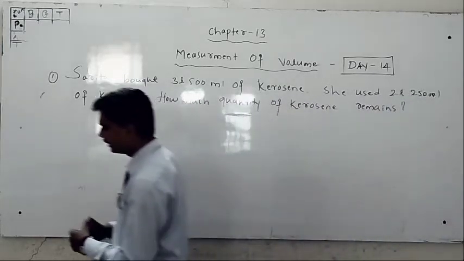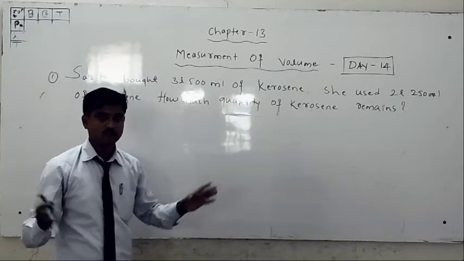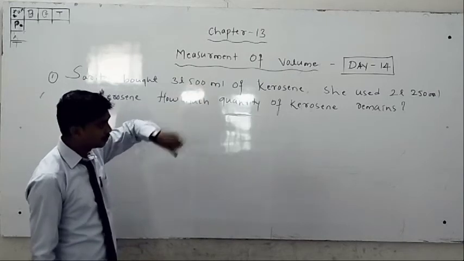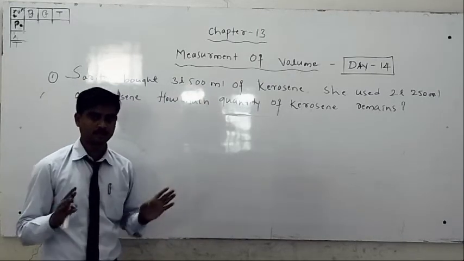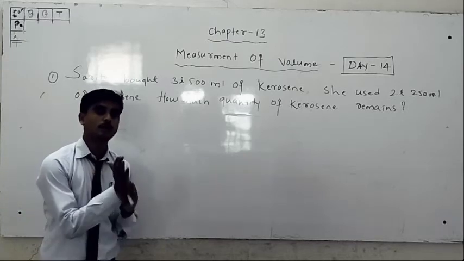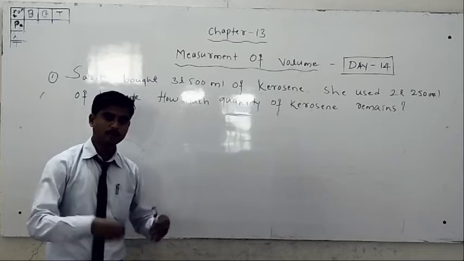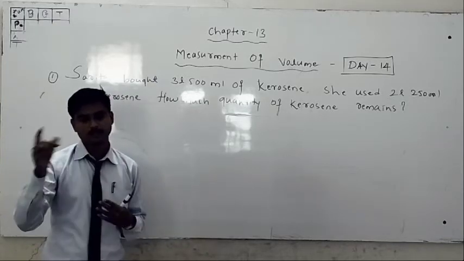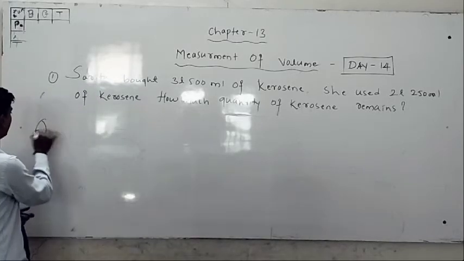First of all, you should write: used means it is already finished. Total kerosene 3 liter 500 ml. Then used kerosene 2 liter 250 ml. Used means it is loss. Then loss means you should subtract. Yes, that should be less. Then first of all you should write the answer.